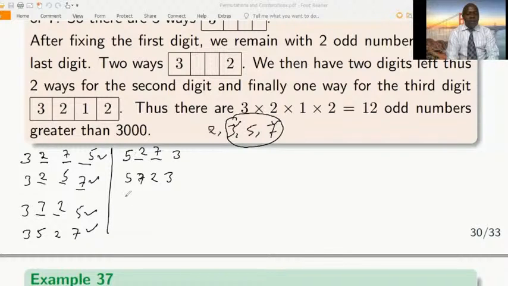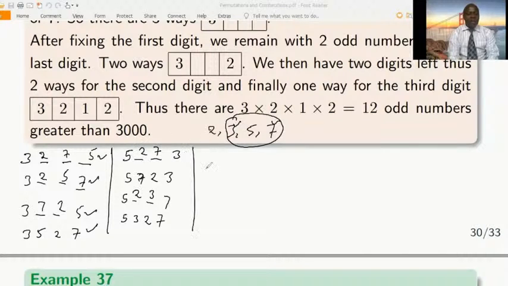Now, if 5 was to start, the other possibility I have for the last digit is 7. If it's 7, then this could be 2, 3, or this could be 5, 3, 2, 7. So this is the other possibility. If 5 was to start, I can form this number, this number, and this one. And all these numbers are greater than 3,000.